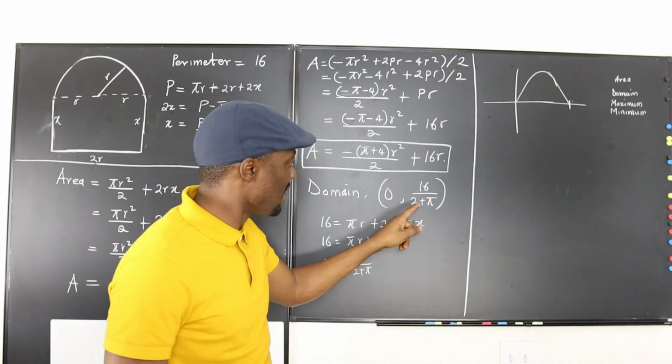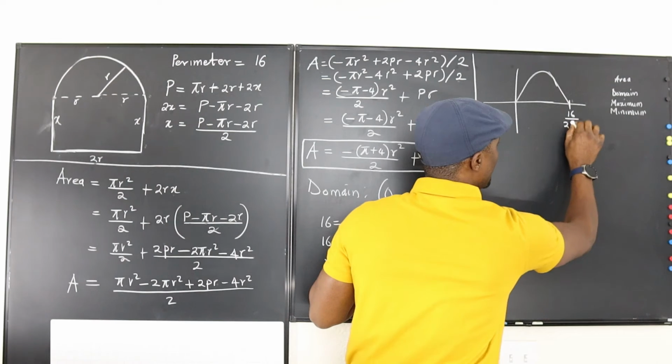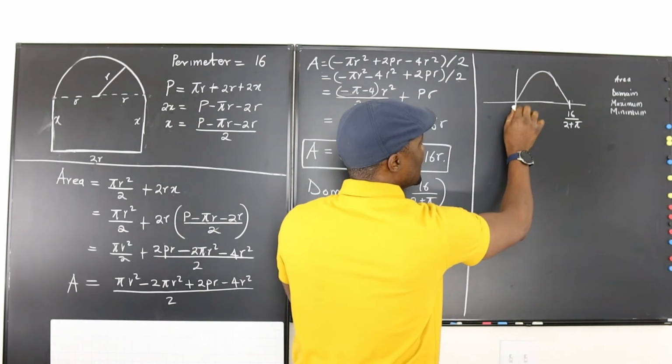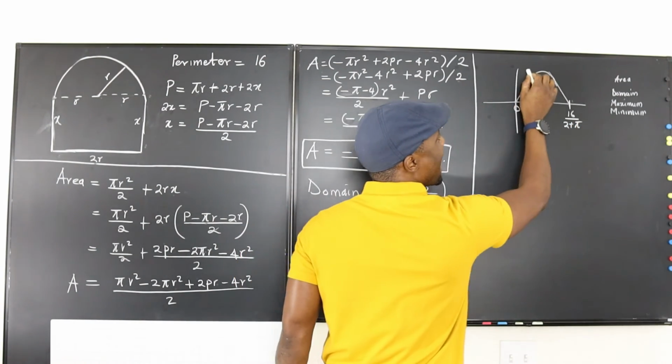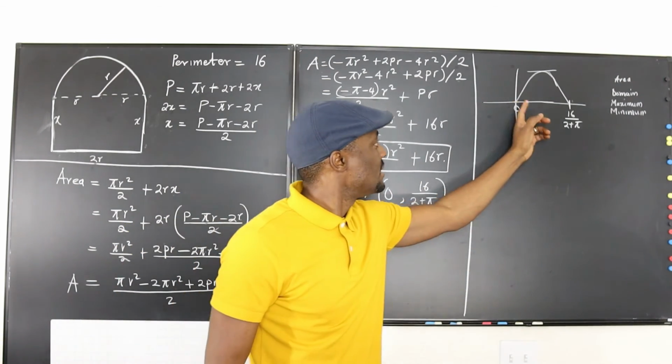And this point is that point that we have marked. It's 16 over 2 plus pi. And this point is 0. But there is a maximum area. Is there a minimum area? Well, the minimum area is the 0.